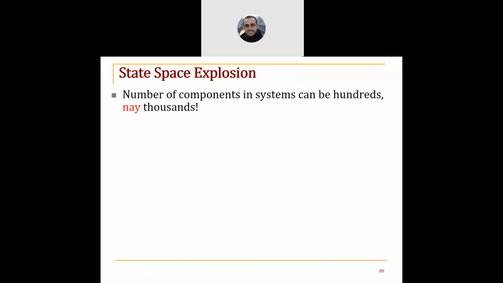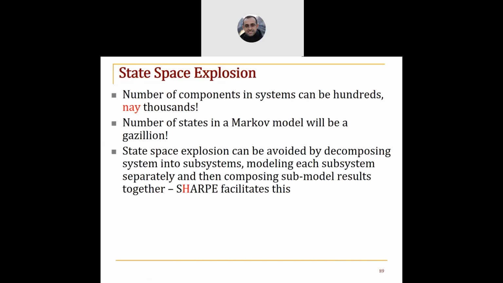So the number of components in systems can be hundreds or thousands. And so my grandson will say the number of states in the Markov model will be a gazillion. I don't know what gazillion stands for, but something very large. And so state space explosion can be avoided, I claim, by decomposing the system into subsystems, modeling each subsystem separately, and then composing submodel results together into the system model as a whole.